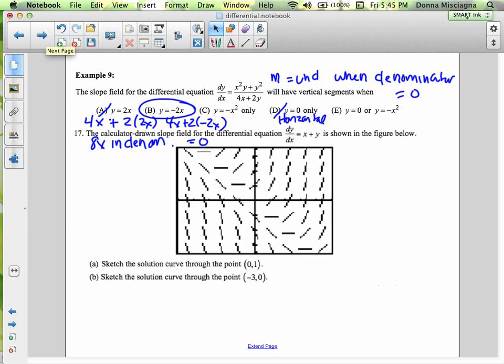The calculator-drawn slope field for the differential equation is shown below. Sketch the solution curve through the point 0, 1. So I'm going to go to 0, 1, and that's right here. I'm going to follow the curve. Notice how the curve goes. I'm going to have to go to the right, up and down, and cover everything. Notice that I have a kind of steep curve here. You see how that curve is going as x increases.